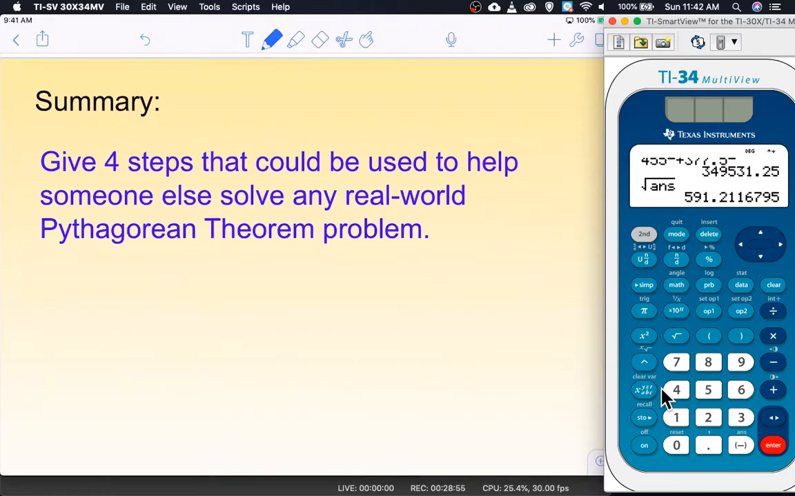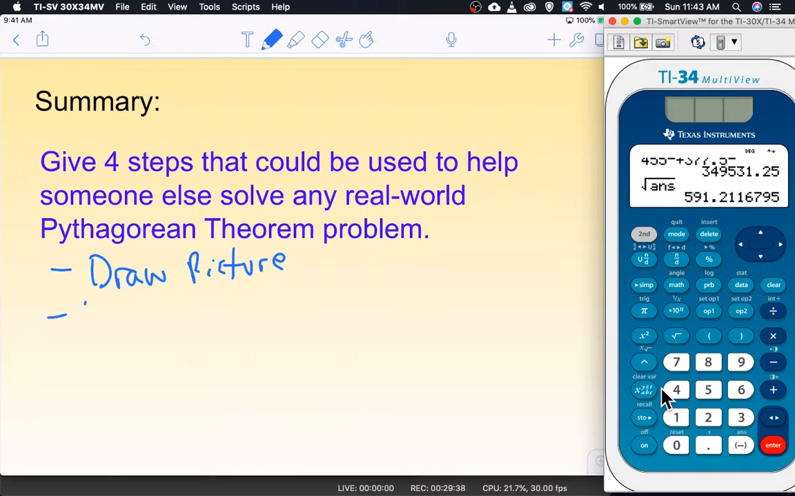Summary. Could you give 4 steps or so that could be used to help someone else solve any of these real world problems? What are some tips you would give? If somebody was doing a problem and they are confused, what's some advice you would give them? First thing I would say is draw a picture. I'm a big fan of drawing pictures. I think you should be as well. Because if you can get the picture on the paper, it frees up some extra mental space in your head. If you're just trying to keep track of every number and the entire picture in your head, it doesn't leave much room for doing the calculations. If you put the picture down on paper, it frees up your brain for calculations.